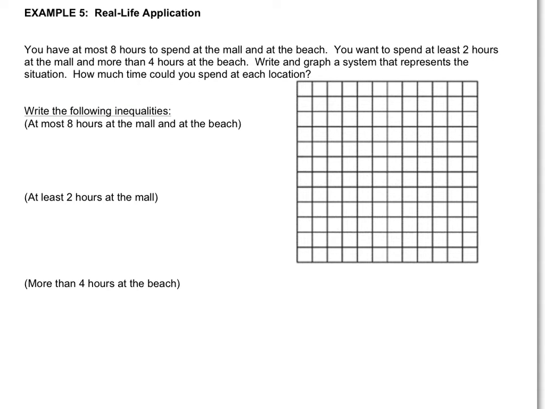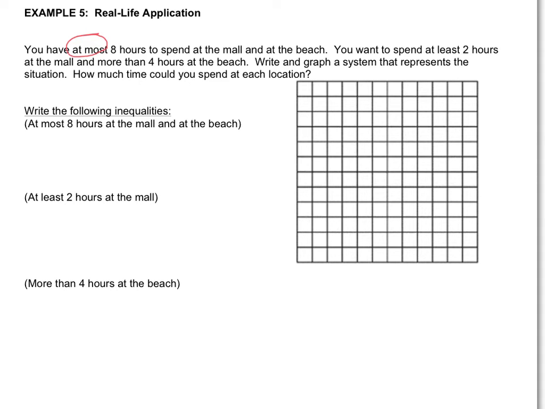So here we have a real-life application we want to look at. We are talking about spending our time, the number of hours, at the beach and the mall. We're going to have several different constraints that we want to zero in on, and again, we're going to make sure that we keep things nice and neat with 3 different equations. So a couple of things. We first want to read through our information. You have at most 8 hours at the mall and beach total. So we want to think about that phrase, at most, and what does that mean.